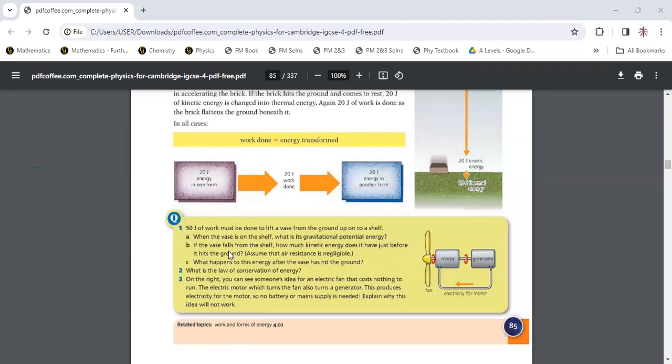50 joules, correct. So what if it falls off from the shelf, how much kinetic energy does it have just before it hits the ground? Just before. 50 joules. There we go. So once it hits the ground, it shatters, and we'll be in really deep trouble because we just broke it. But where does this energy go to? Transfer to sound energy and thermal energy. Yes, very good. So we have covered the law of conservation of energy already.